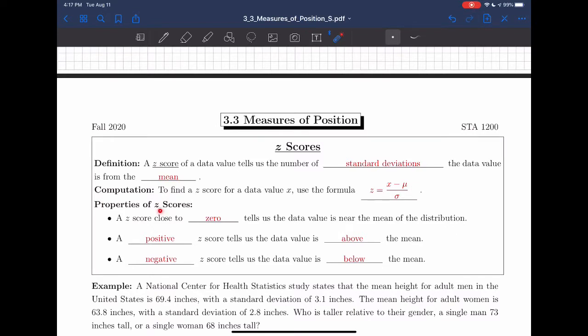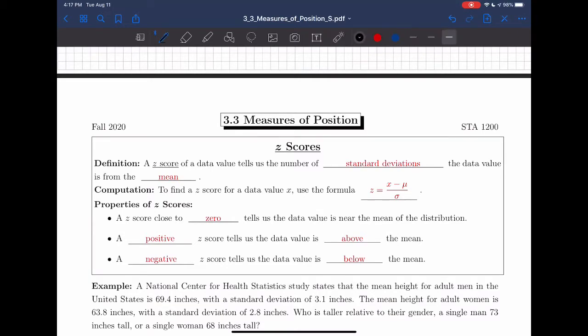There are some properties for z-scores. If your z-score is really close to 0, that tells you that your data value is near the mean of the distribution. If you have a positive z-score, then you're above the mean. And if you have a negative z-score, then you're below the mean.